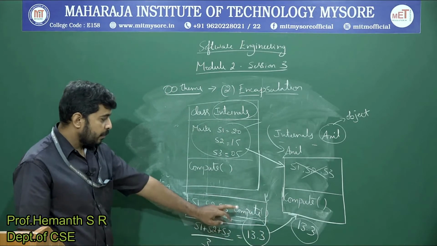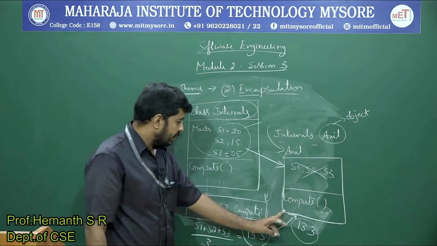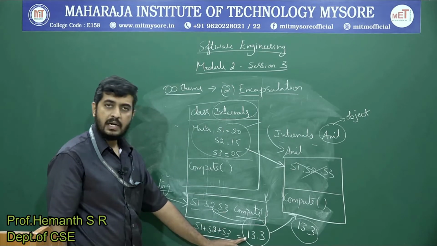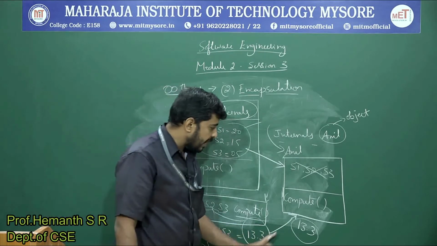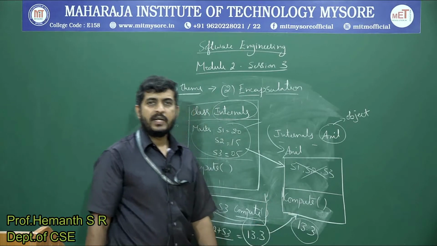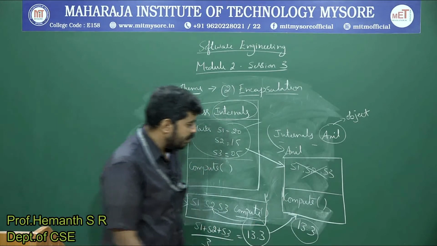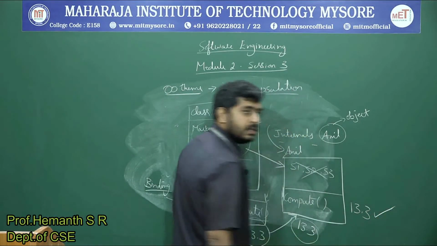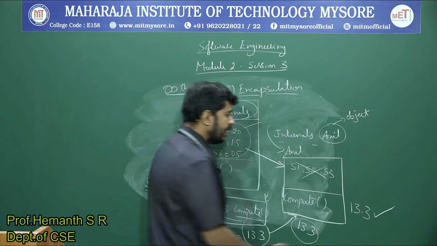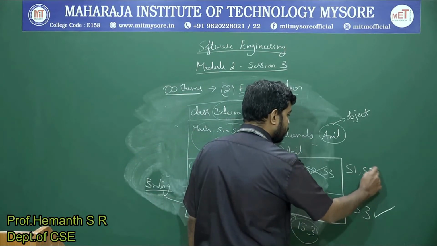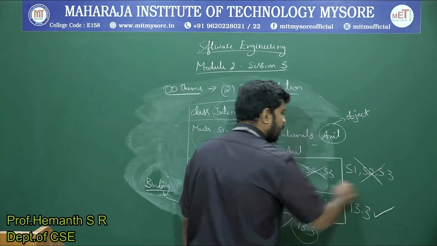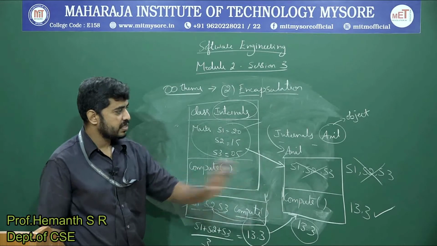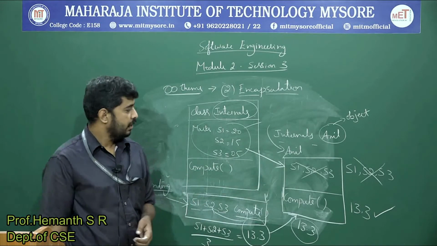So the compute method within the Anil object can access S1, S2, S3, do the required computation, get the result and pass the result back to the Anil object. Now what will Anil be able to access? See, Anil will be able to see his final average 13.3. He will be able to see this, the Anil object. But the Anil object will not be able to see S1, S2 and S3. This is not accessible. But the final average of S1, S2, S3 is accessible to Anil.